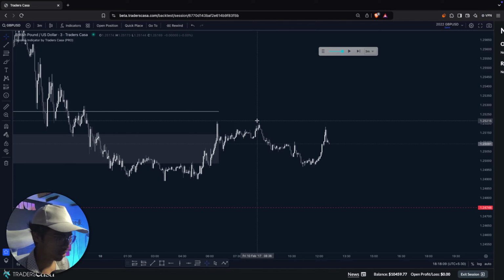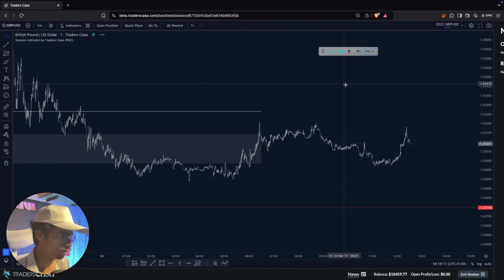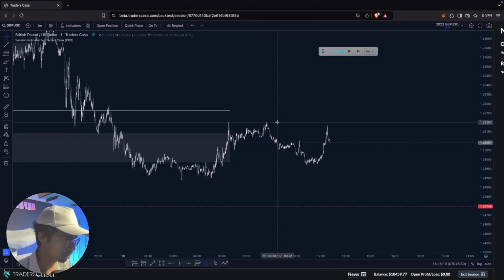I want this liquidity to be taken. This is the high side liquidity, and this is the sell side liquidity. Now I think I should go on a 1 minute time frame. So this is the buy side liquidity. This is the sell side liquidity. Let's see which one gets taken.